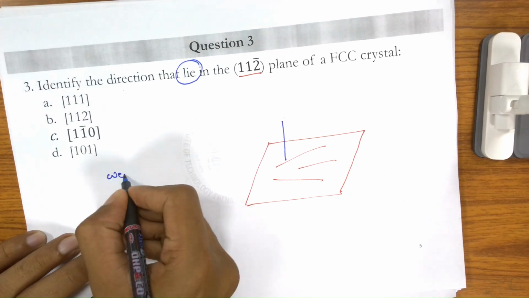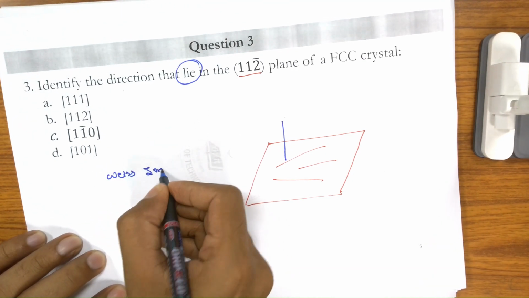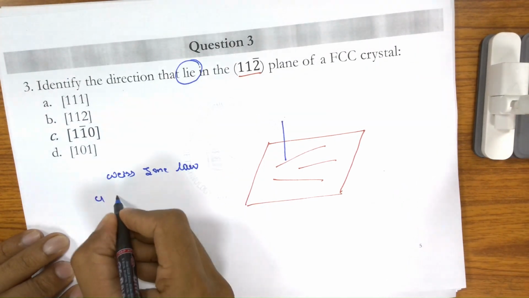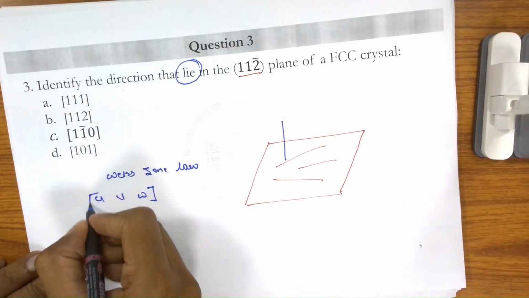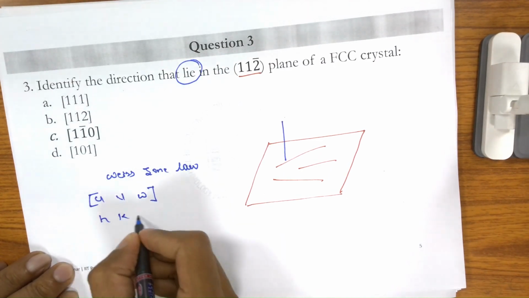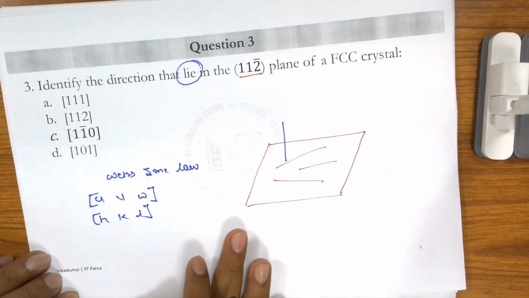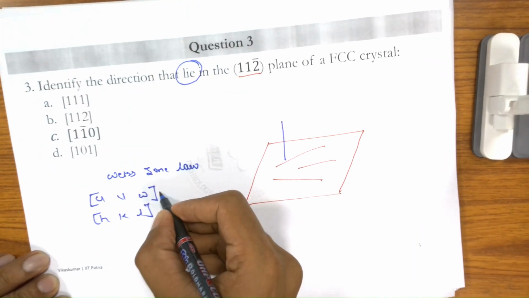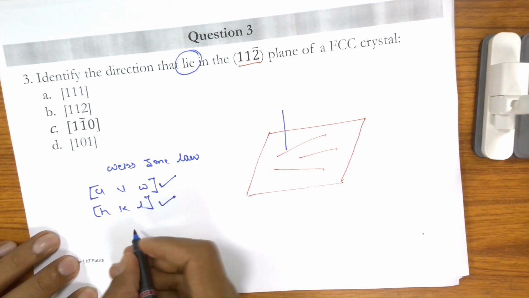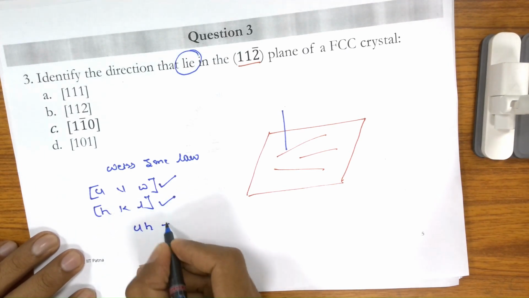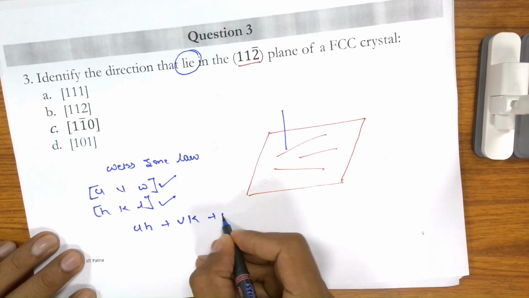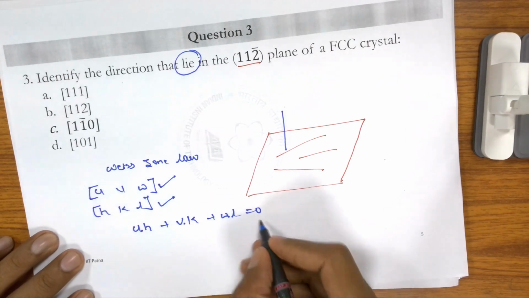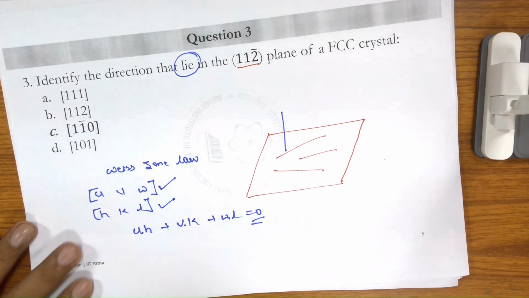And for that we know that we can use Weiss zone law. Let us say U, V and W is the direction which is lying in the plane HKL. So Weiss law says that if this direction has to lie in this particular plane, then it has to satisfy U into H plus V into K plus W into L should be equal to 0. If this is satisfied, then it's going to lie. If not, then it won't lie.